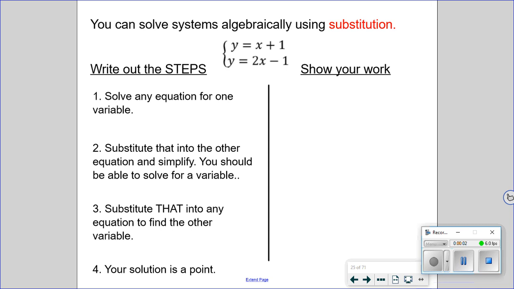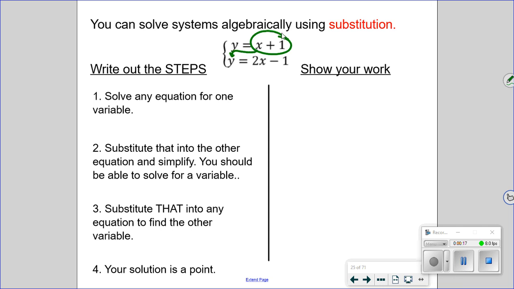Solve any equation for one variable. Step number one. Both equations are solved for y already. So the way you can view it is, if y equals x plus 1 on the top, then y is going to equal x plus 1 on the bottom.